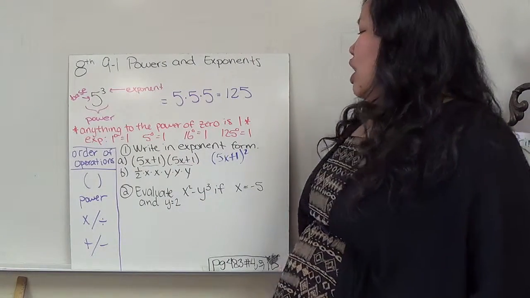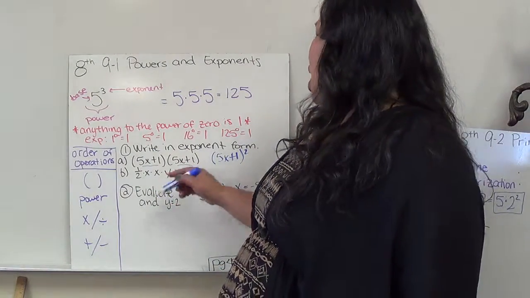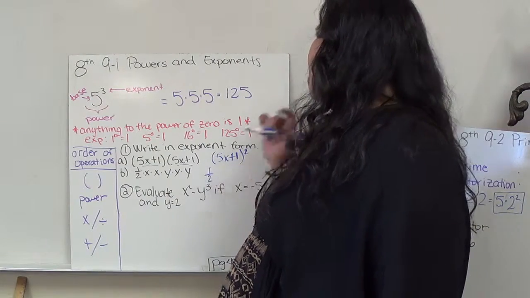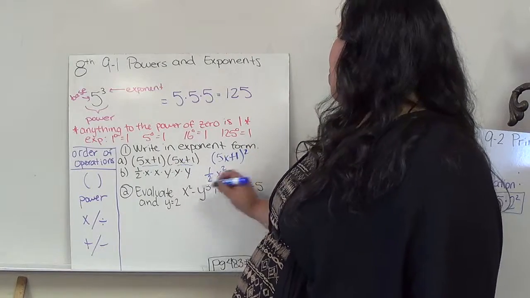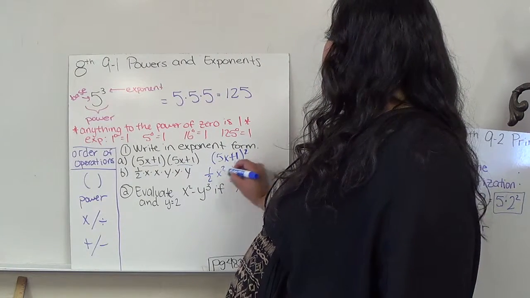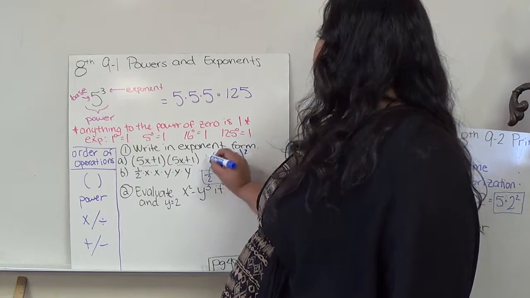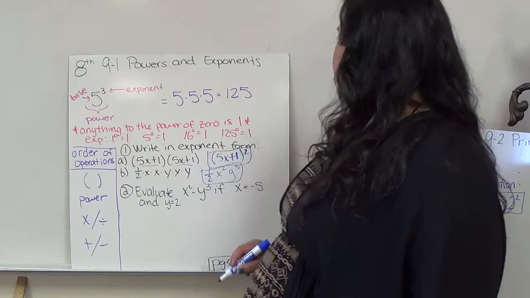Okay? The next one is b. I do 1/2, because I can multiply 1/2, and I have 2 x's, so I'll do x squared, and then I'll have 3 y's, so y cubed. Those would be the answers.